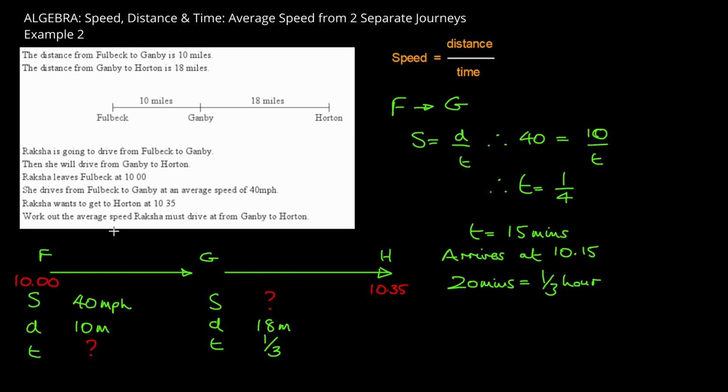And therefore we can work out the answer that they require, which is the average speed that she has to drive from G to H. So this is now G to H. The speed, which is what we need to know, is the distance divided by a third. If you're dividing by a fraction, you can multiply by the reciprocal of that fraction. And we get the speed is 18 multiplied by 3, which is equal to 54. That's the speed she's going to have to drive to get from G to H to arrive there by 10:35. And that is your answer.